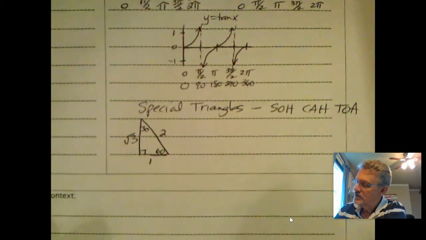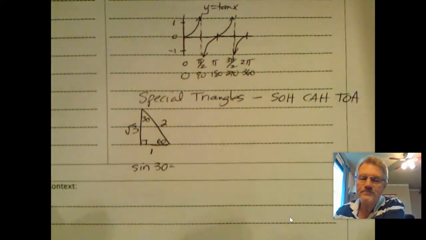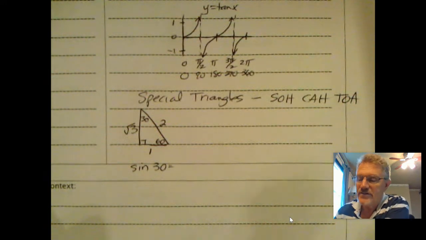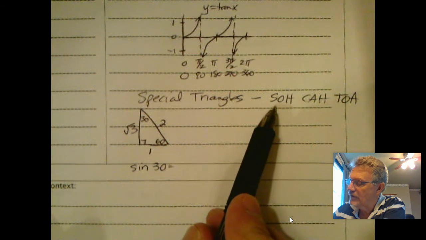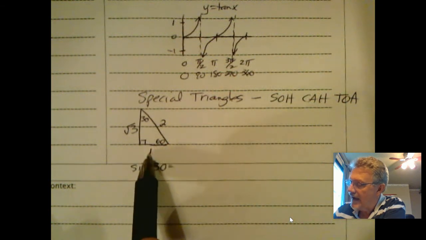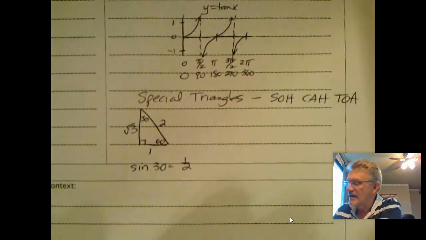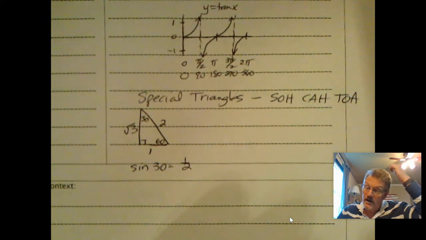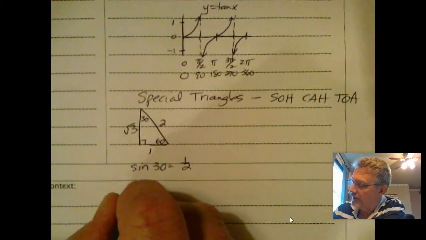So sine of 30 degrees. If they ask you for the exact value, the 30-degree angle is here. Sine is opposite over hypotenuse. So the opposite is 1 and the hypotenuse is 2. Now, when it says exact value, decimal answers are not accepted. So even if you automatically think of 1/2 as being 0.5, don't write down 0.5, because decimal answers won't give the full credit.